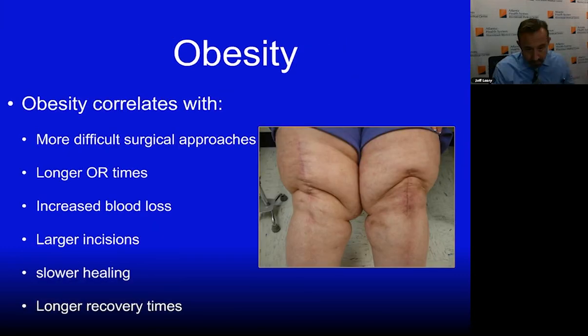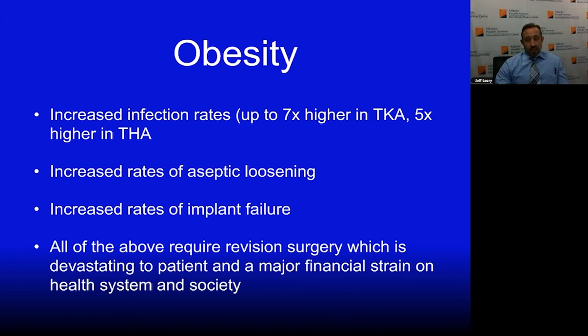Obesity. This is an epidemic in the U.S. It makes surgery very difficult. It makes the surgical approach more difficult, longer OR times, increased blood loss, larger incisions, and that inherently leads to possible wound complications, slower healing times because of poor vascularity, longer recovery times, more difficulty with physical therapy, increased infection risk. Some studies show up to 7 times higher in total knee and 5 times higher in hip replacement in the morbidly obese.